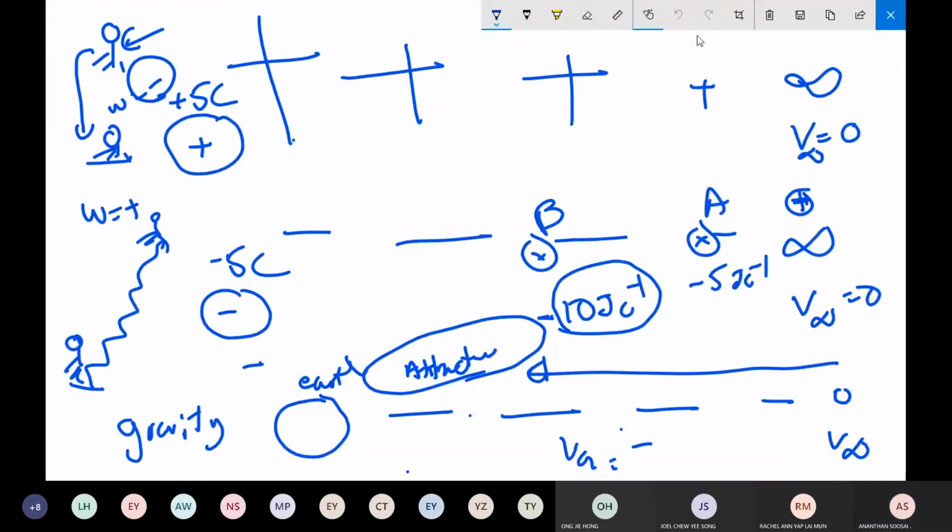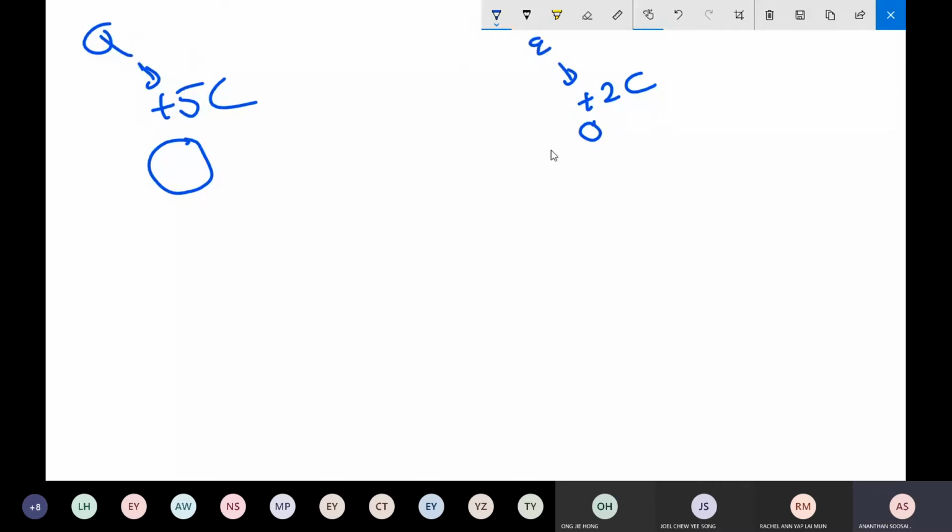Okay, again, let me clear this. You see here, you have a positive 5 coulomb charge, and you have a positive 2 coulomb test charge here. You can assume this as a capital Q, this as a small q. So this charge moves from A to B, this is your B. Tell me, VA, VB, which is greater? Anyone? The center charge is positive 5 coulomb. VA greater or VB greater?